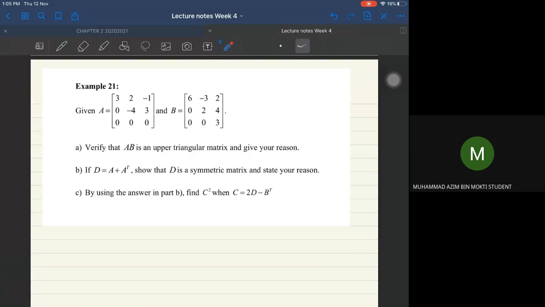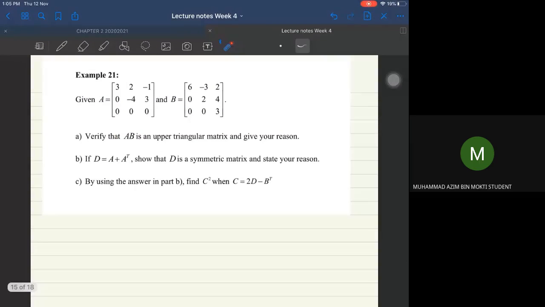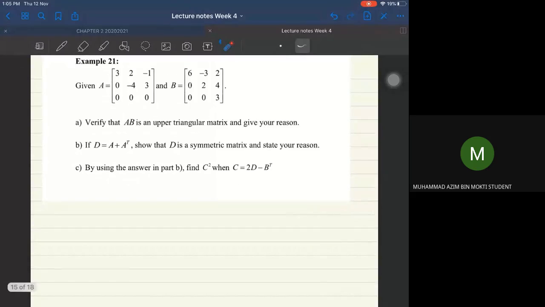So, awak mesti dapatkan dulu matrix AB, hasil darab matrix ni. Sebab yang awak ada matrix A, matrix B, matrix AB tak ada kan? So, kita nak buat darab matrix. So, let's say you have this one here. So, you nak cari matrix AB.